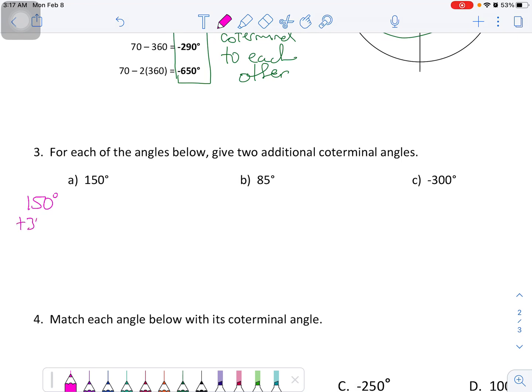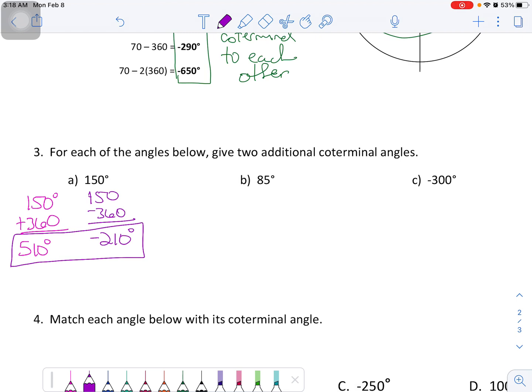So I'm going to take 150 degrees and add 360. So that'll get me 510 degrees. Let me double check that. Yep. Plus 360. So 510 degrees. I can also take 150 and subtract 360. And that would give me negative 210 degrees. So two additional coterminal angles, 510 and negative 210. Now, you could have also taken 150 plus 360 plus another 360. There's an infinite number of coterminal angles to any given angle. Since we're just looking for two, find me any two that work.